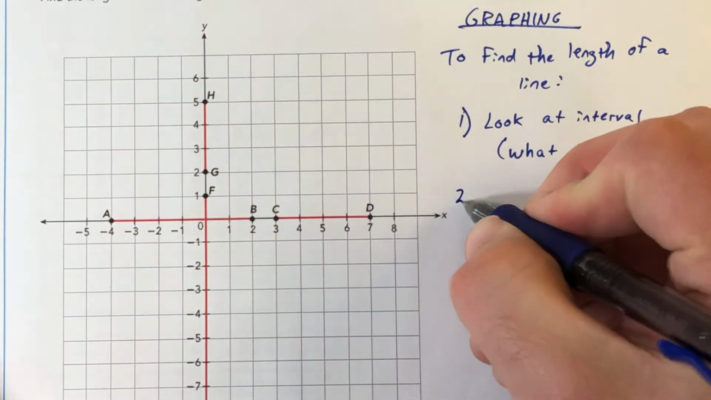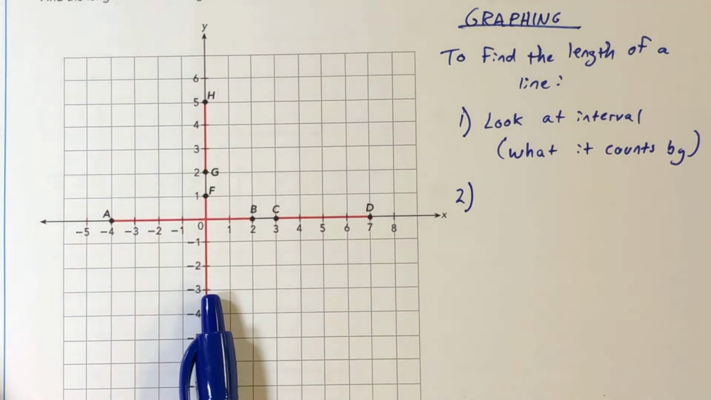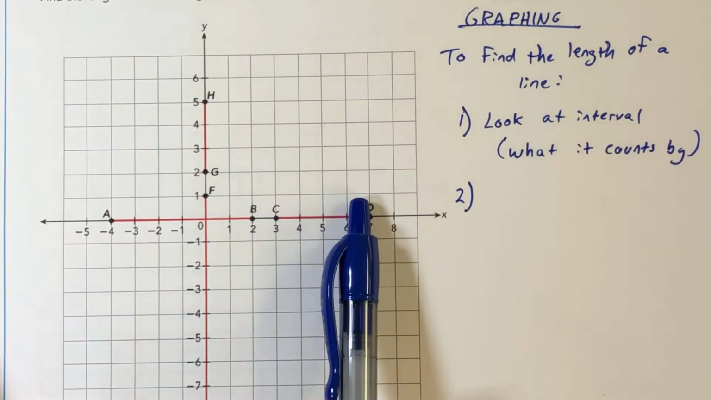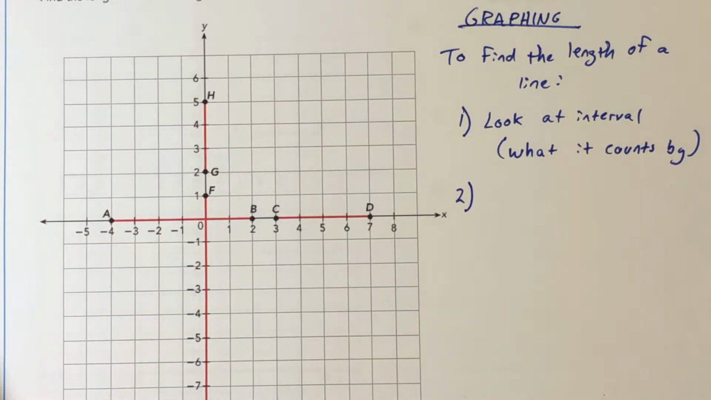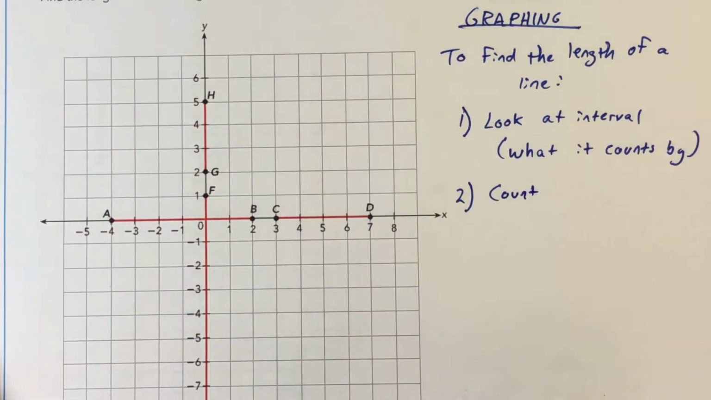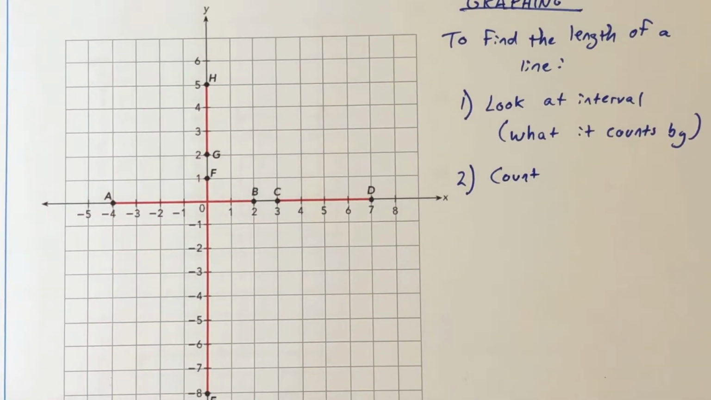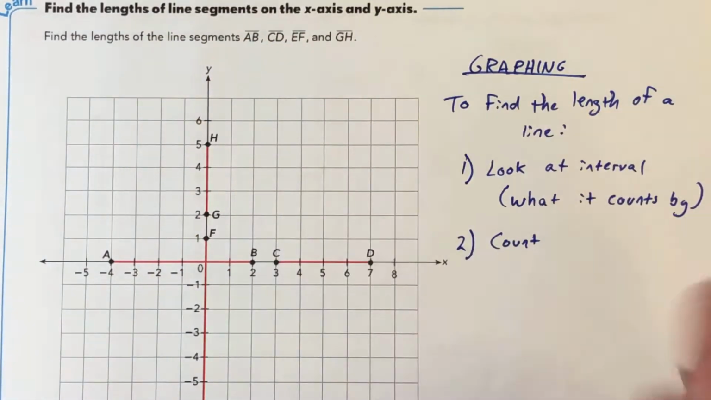Second, after you pay attention to what your interval is, or what your numbers count by, and assuming you have already plotted your points and you have a line, you simply count. All right, so let's get started. Our first one is line AB.